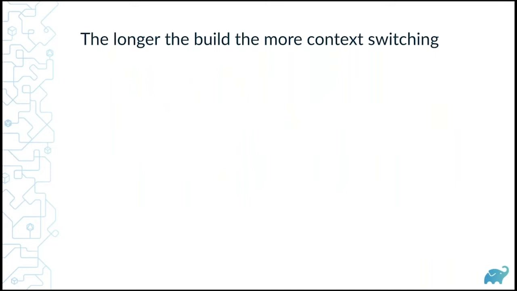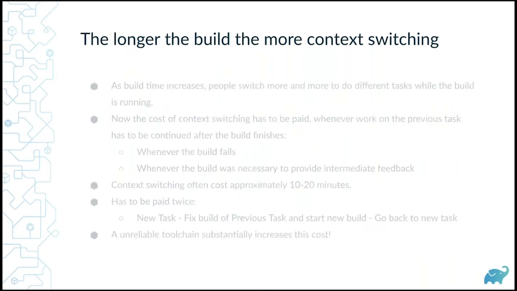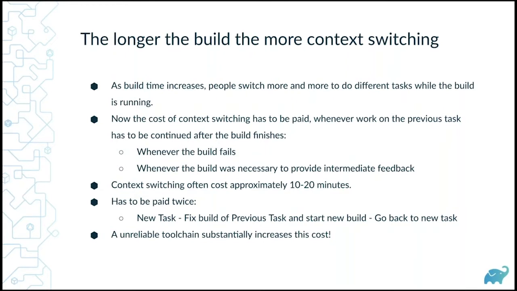Okay, then just make the build longer than 10 minutes and no one is waiting anymore and we're all fine, right? Obviously, that is probably not a good idea. As build time increases, people switch more and more to different tasks while the build is running. And now the cost of context switching has to be paid. Not always, right? Let's say I finish a feature, and then I fire off the build and everything is green, everything is fine, I don't have to pay the cost of context switching. But whenever this build fails and I have to go back, then I have to pay that cost.